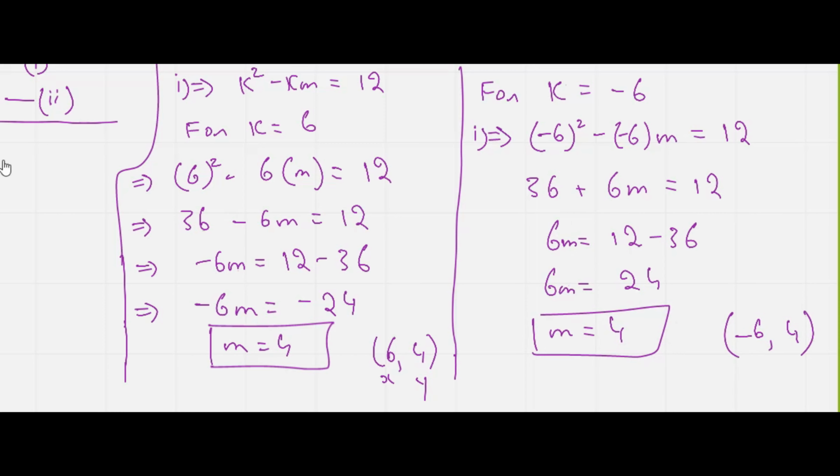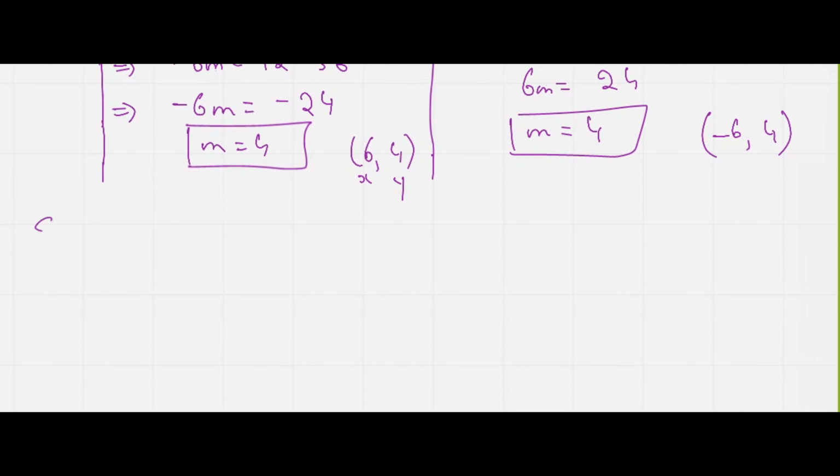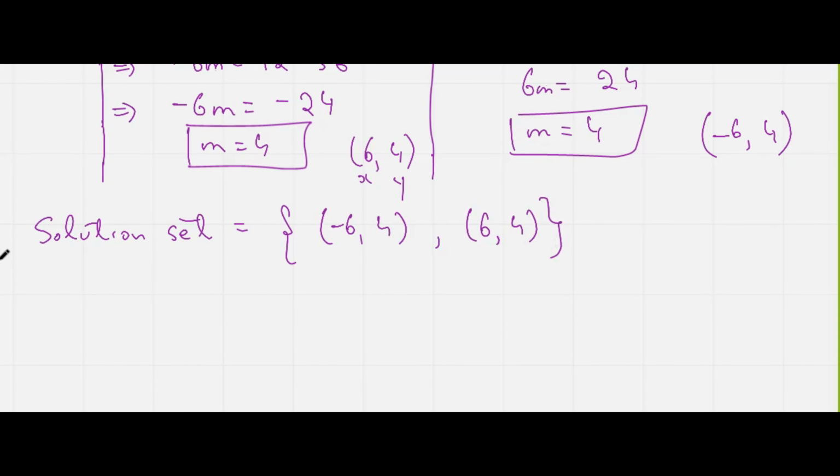Okay. So what is going to be your solution set? Your solution set is therefore 2 points of intersection, 2 distinct points of intersection, which are minus 6, 4 and 6, 4. One point is going to lie in the first quadrant, the second point is going to lie in the second quadrant. Let's check it out, see through the graphic calculator.